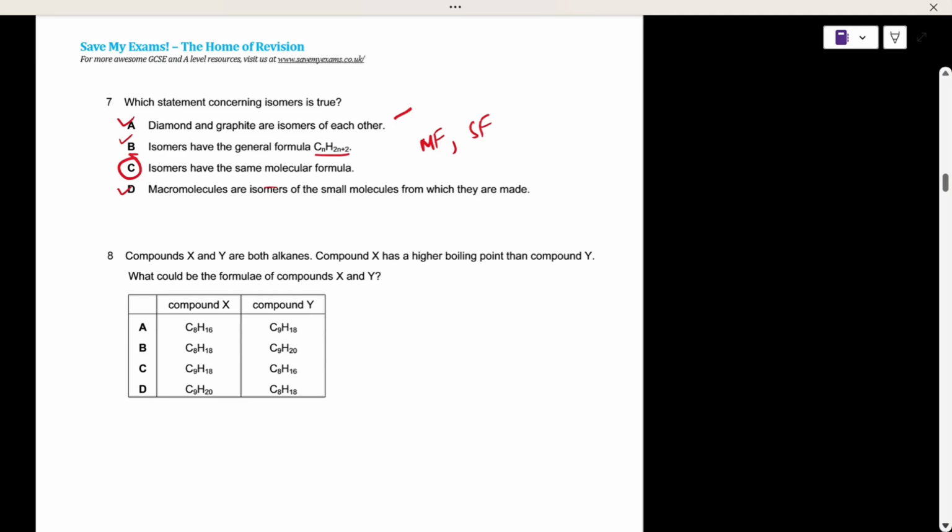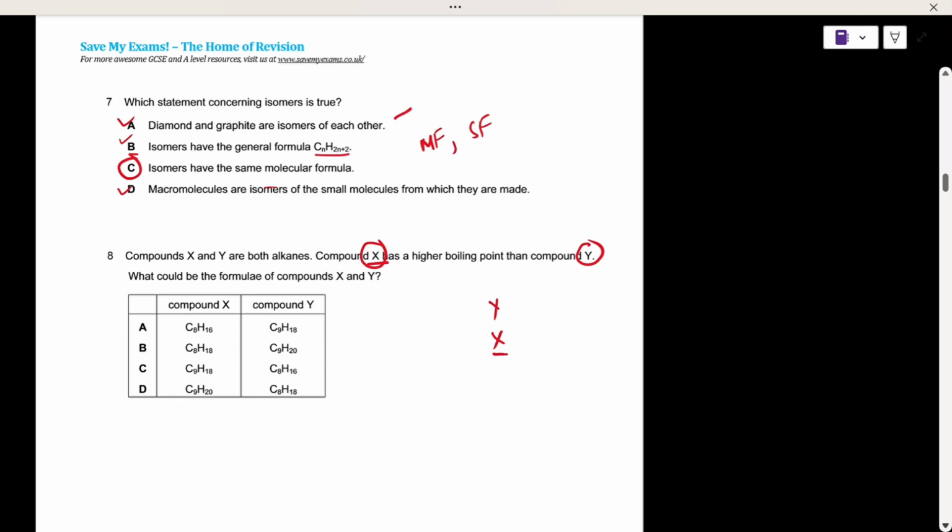Let's look at this question. Compounds X and Y are both alkanes. Okay, now both of these are what? Alkanes. Compound X has a higher boiling point than compound Y. So basically what that means is that in the series, compound Y is going to be here and compound X is going to be here. Why? Because X has a higher boiling point.